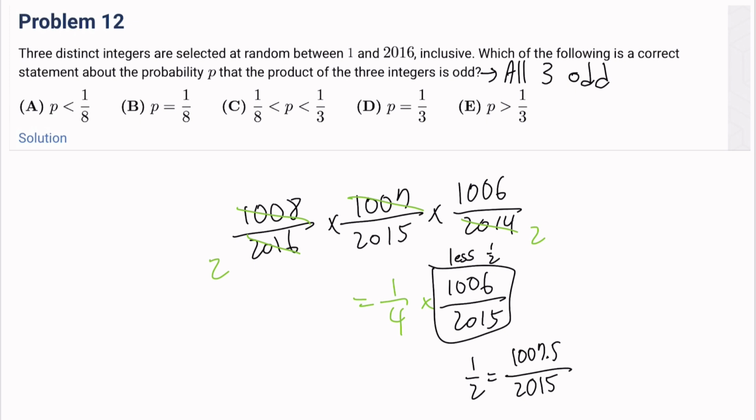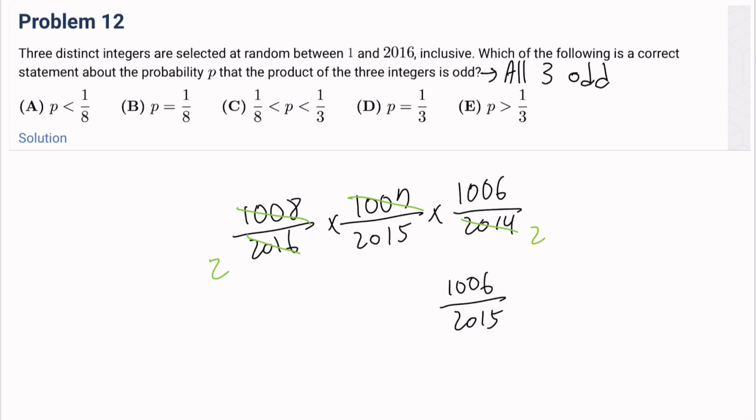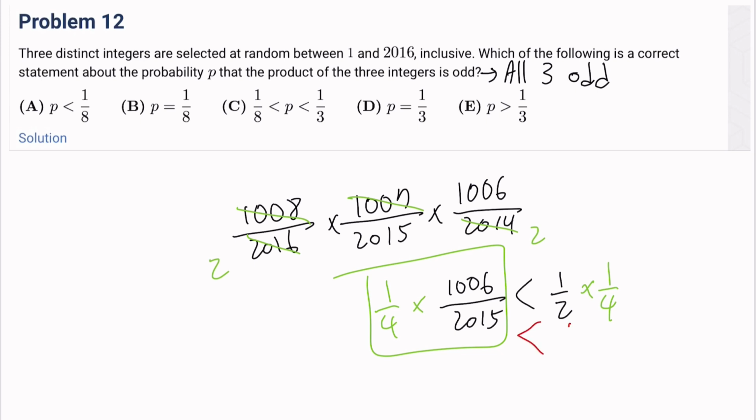And so since we know that 1006 over 2015 is less than 1/2, then 1 over 4 times that will also be less than 1/2 times 1 over 4. So this is the value that we want, and it's less than 1 over 8. So the answer is A. P is less than 1 over 8.